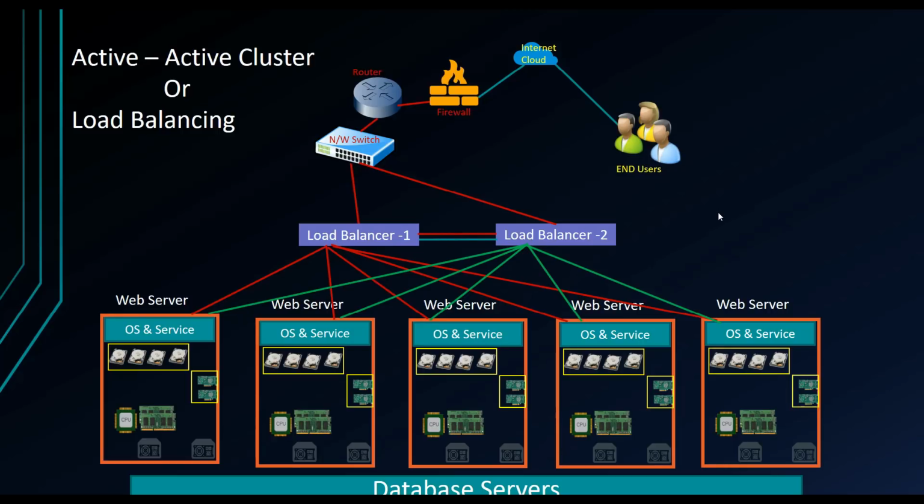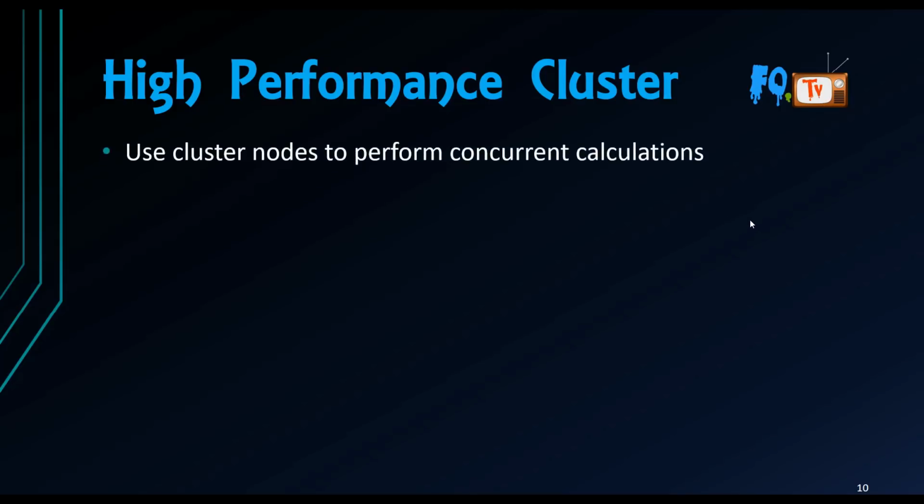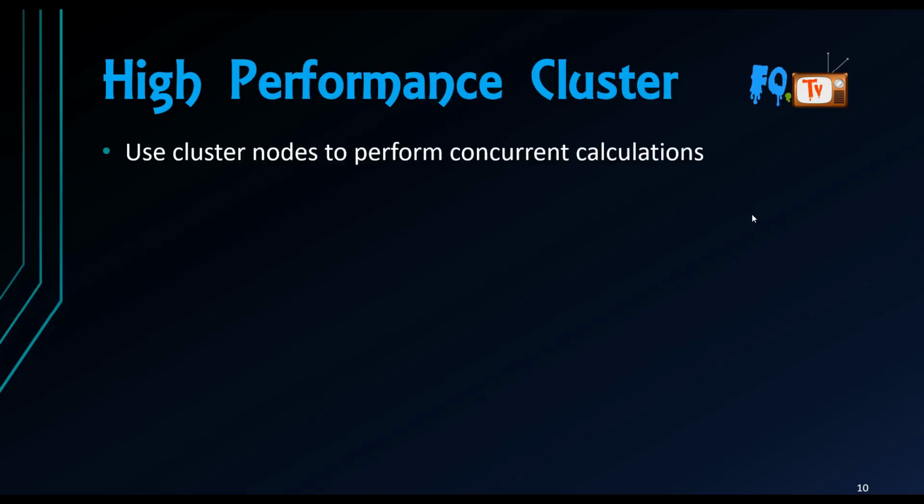And one more setup is the high performance cluster. A high performance cluster uses cluster nodes to perform concurrent calculations continuously. For example, video streaming components. Suppose you are watching a video on YouTube, it generates a lot of traffic to the servers. Then how are the servers going to handle it?